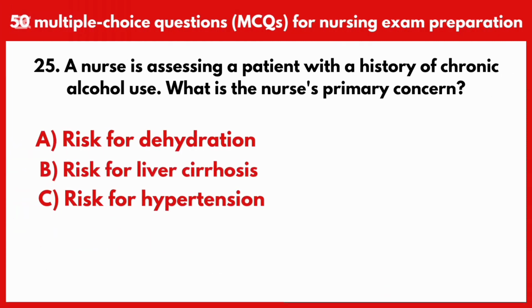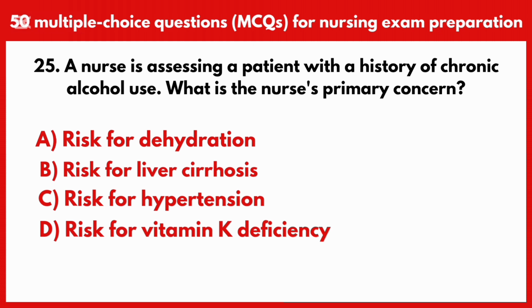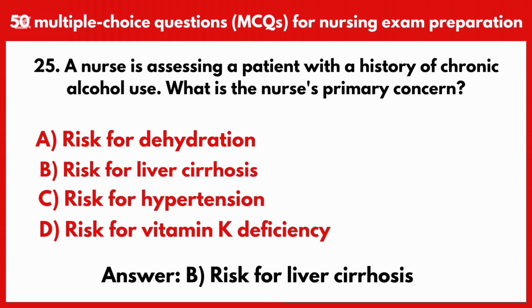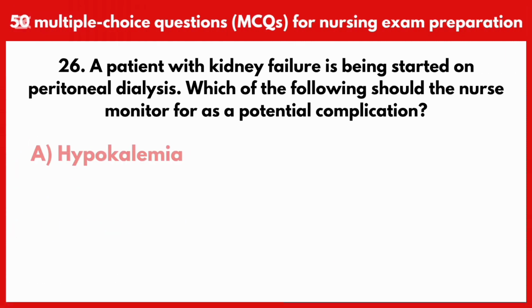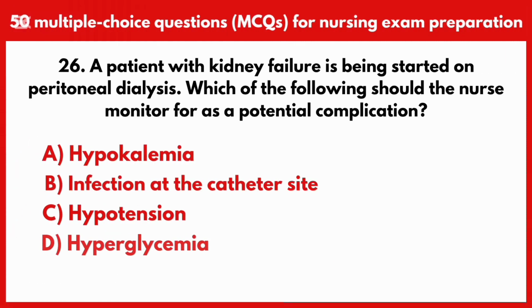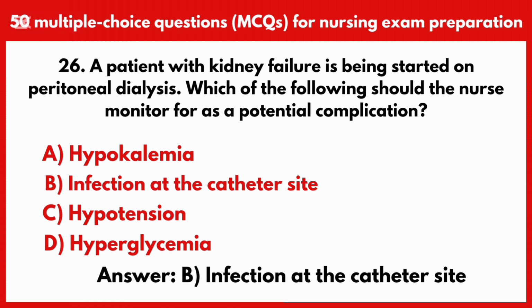A nurse is assessing a patient with a history of chronic alcohol use. What is the nurse's primary concern? Correct answer is option B. A patient with kidney failure is being started on peritoneal dialysis. Which of the following should the nurse monitor for as a potential complication? Correct answer is option B.